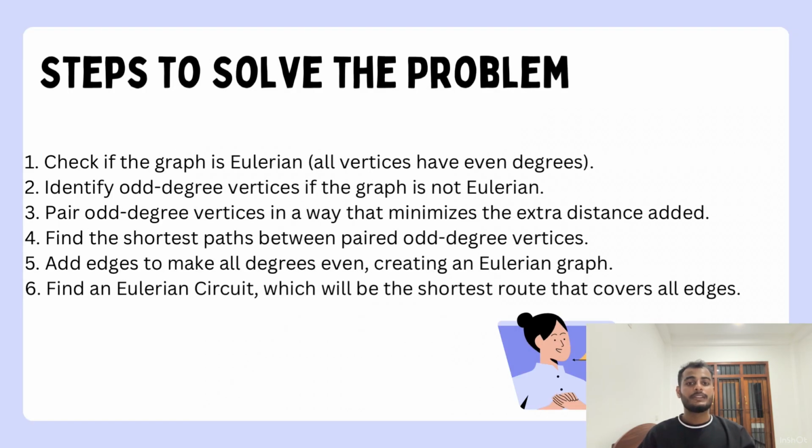Now let's talk about the steps to solve the problem. You can see the steps on screen. The first is to check if the graph is Eulerian, and the second is to identify the odd degree vertices if the graph is not Eulerian. Third is to pair odd degree vertices in a way that minimizes the extra distance added. Fourth is to find the shortest paths between paired odd degree vertices. Fifth is to add edges to make all degrees even, creating an Eulerian graph. And the sixth is to find the Eulerian circuit, which will be the shortest route that covers all edges. Now I'll give you a brief explanation of the steps.